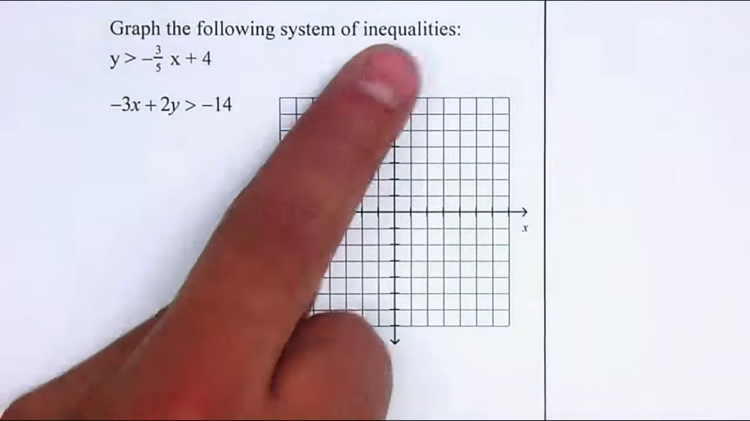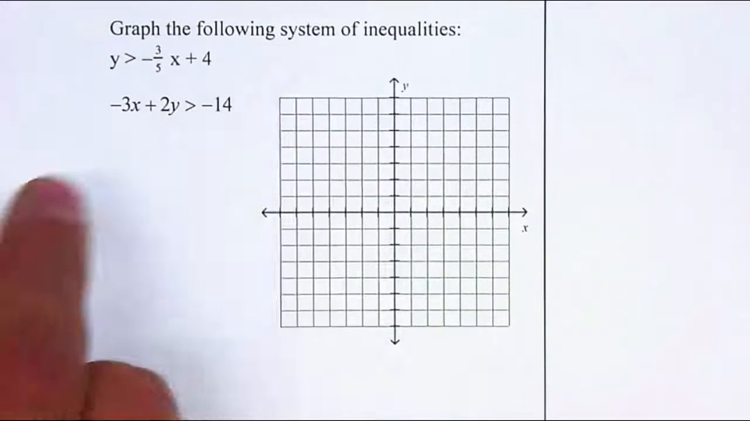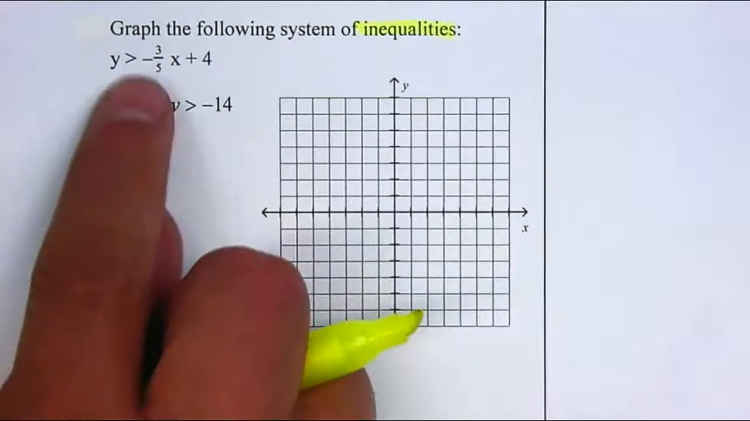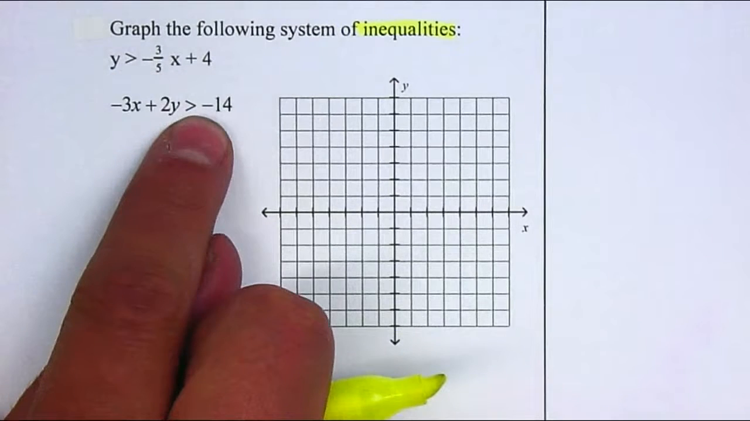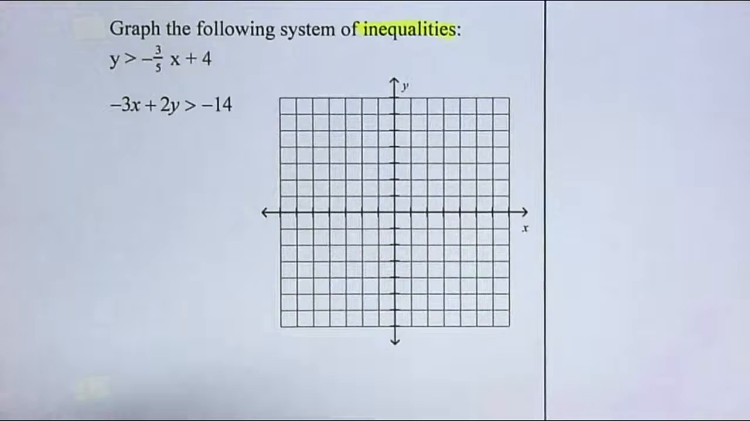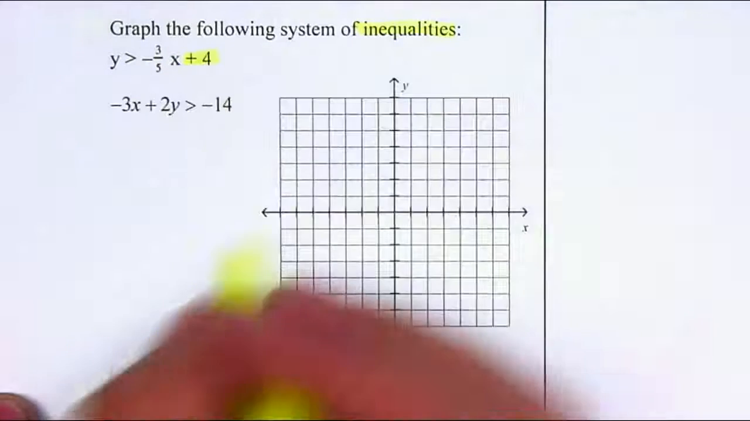Graph the following system of inequalities. So if you notice, this is a system of inequalities because we have the inequality greater than and greater than as well. So we have two inequalities. The first one is already in slope-intercept form, so it's very easy to graph.